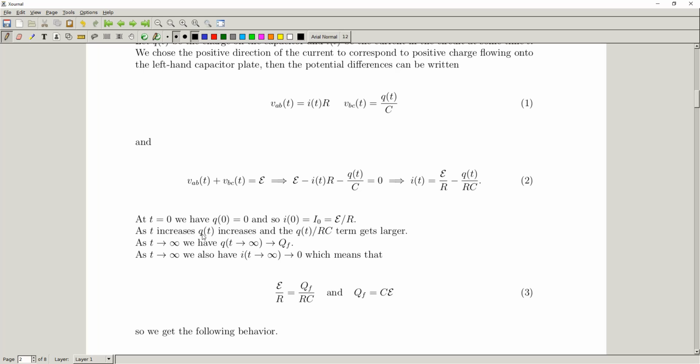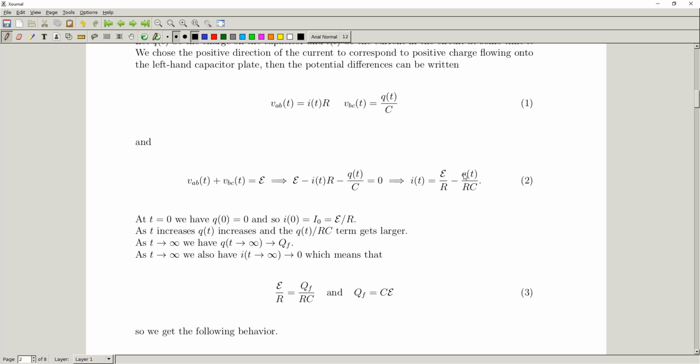We can also see how this acts as time increases. As time increases, our Q of t, the charge on our capacitor plate, increases, and so this second term gets larger and larger as time goes on. As t tends to infinity, we have our Q of t tending towards some Q final. This Q final is the total charge that we're going to end up on the capacitor as time goes off to infinity. So we're slowly going to be building up more and more charge, but we're going to be asymptotically tending towards some Q final.